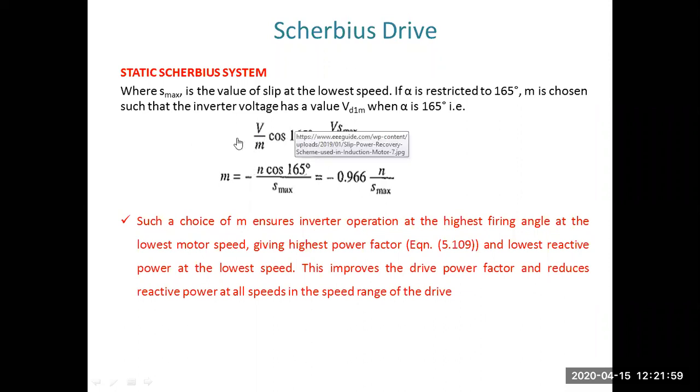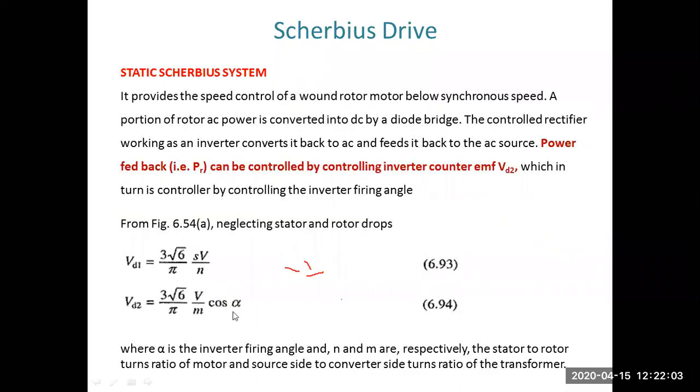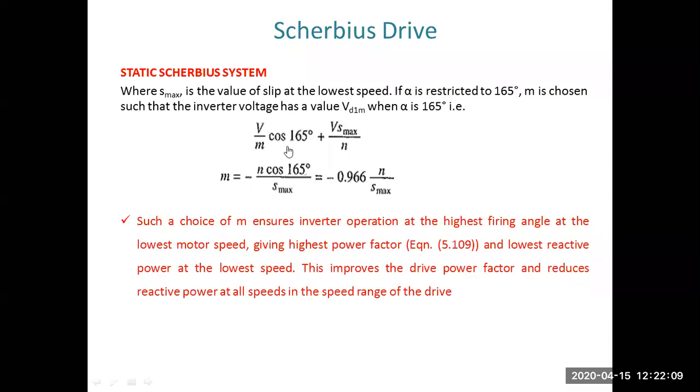We see the earlier previous slides, as this is what? This is the Vm upon cos alpha, and this is the same, so these cancel in this case. So V upon M cos 165, and the second expression is what? V s max upon M. Okay. Now solving this equation, we will get the value of M as M is equal to minus N cos 165 upon S max, which will give you the value 0 minus 0.966 N upon S max.